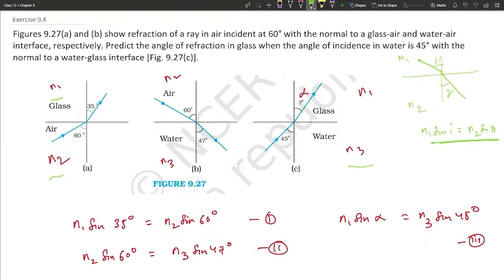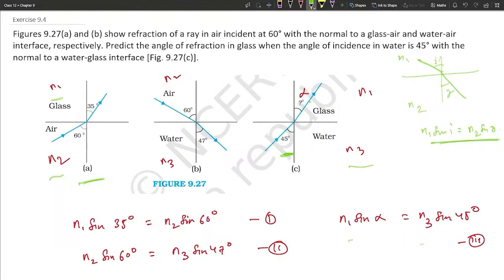Now we will use this in order to find alpha, that is the angle of the refracted ray in the glass media. So using Snell's law in the first diagram we see that N1 sine 35 degree is going to be equal to N2 times sine 60 degree. Similarly, equation 2 we will get from the second figure as N2 sine 60 degree is going to be equal to N3 sine 47 degree. Now similarly we will see here that N1 sine alpha is going to be equal to N3 sine 45 degree.